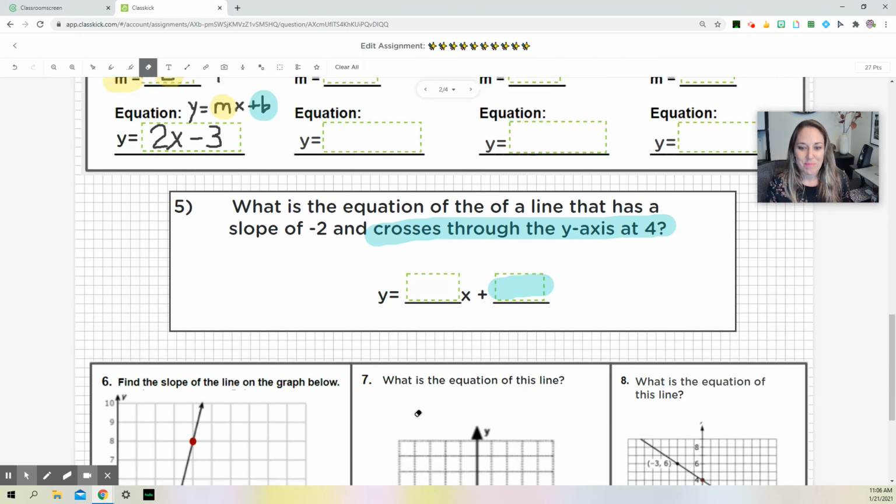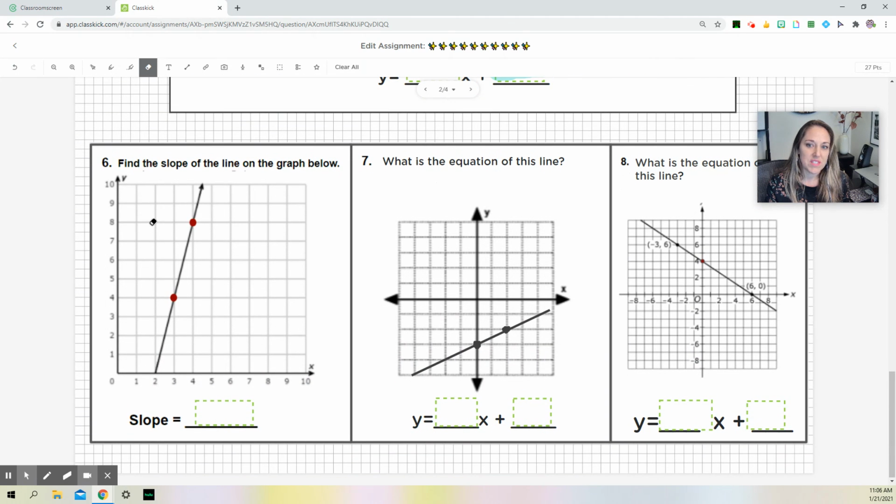Down here, same thing. They're just asking for specific things, either the slope or the equation or the y-intercept. But you guys are experts on that now.